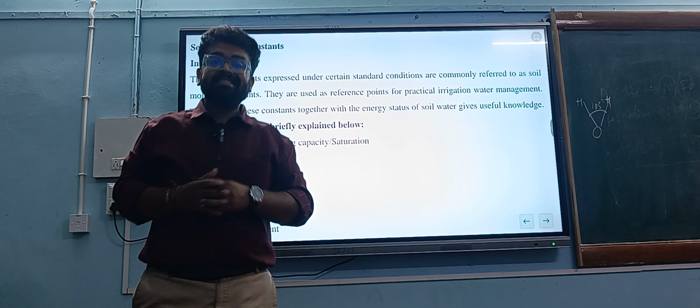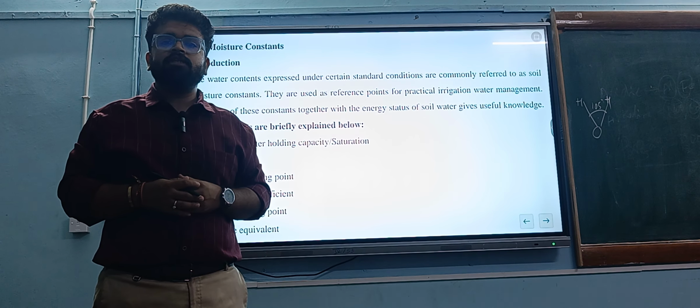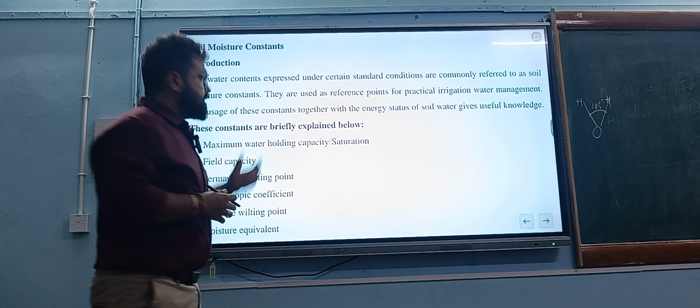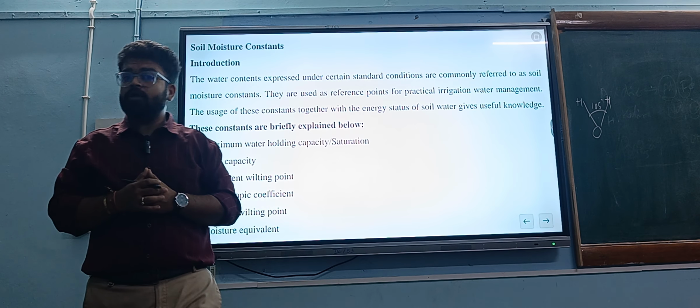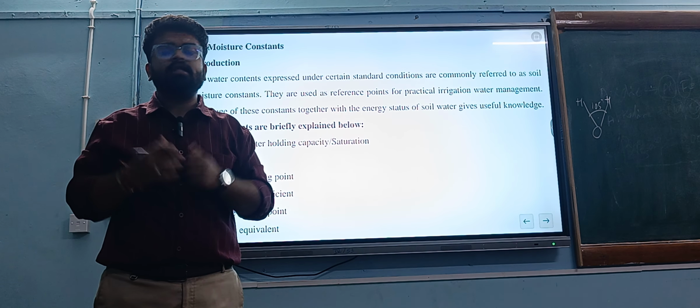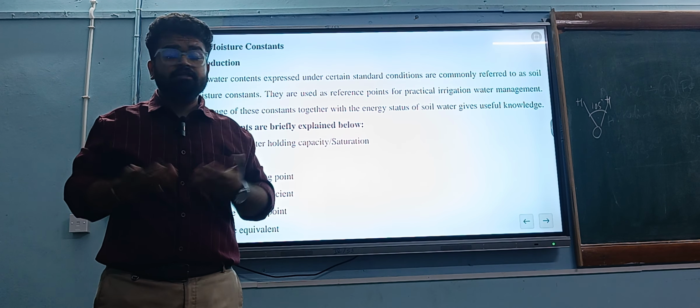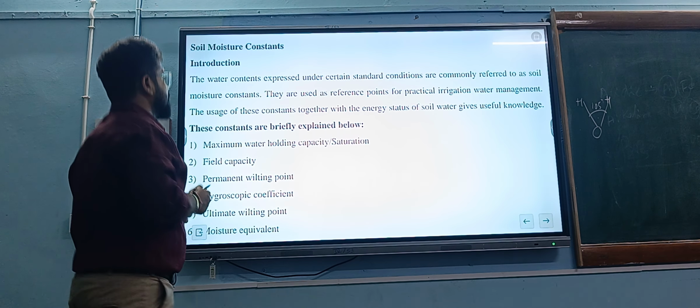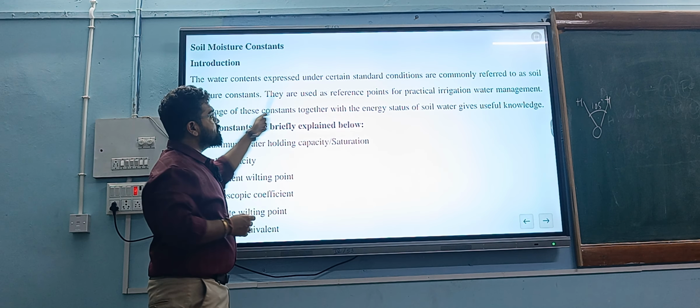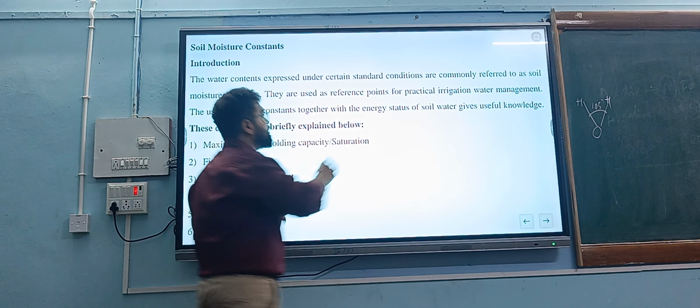We'll start our lecture 6 on soil moisture constants. These six soil moisture constants are very important from the exam point of view. Why they are called constants, why they are measured, and how they are measured will be dealt with in today's class. A soil moisture constant is called a constant because it is expressed under certain standard conditions.